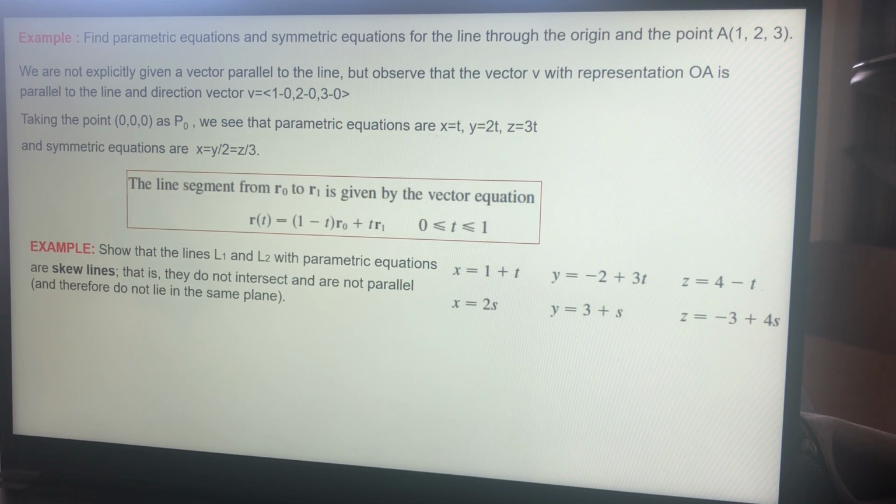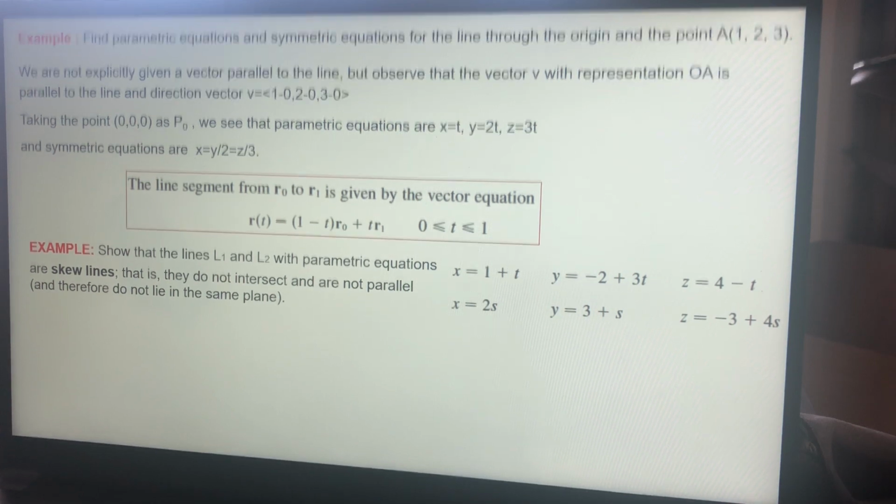And let's look at the example. We need to show that these lines are skew lines. So what are skew lines? Skew lines are lines that are not intersecting and not parallel, which means that they are not lying in the same plane. Remember coplanar vectors, just the opposite of that. Coplanar vectors have to stay on the same plane, but here they should not. These two lines should not be parallel, and also should not intersect.